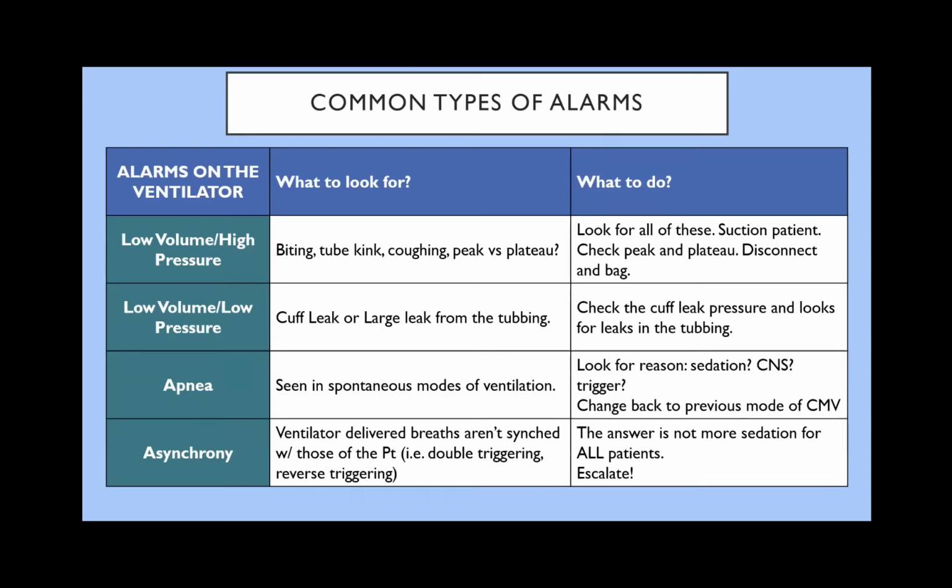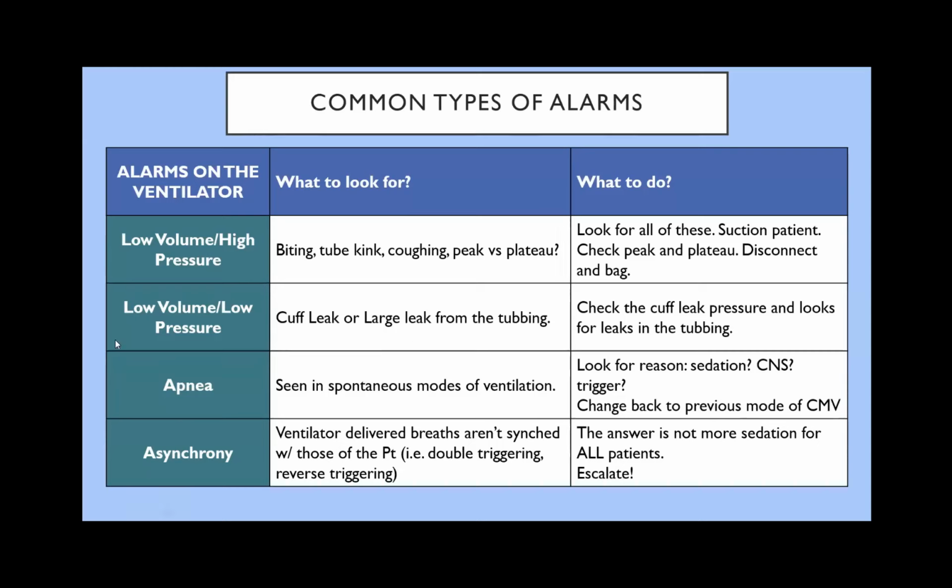In a similar manner, low pressure can give you low volumes, but for completely different reasons. Low pressure just means leak or disconnection. So if you have low pressure alarms, you have to think that there's either a cuff leak, or the ventilator got disconnected from the endotracheal tube, or one of the tubes somewhere got disconnected for whatever reason, and you just have to figure out where the disconnection is. You're never going to see a low pressure alarm for something other than a disconnection or a leak. So that has to be your focus.